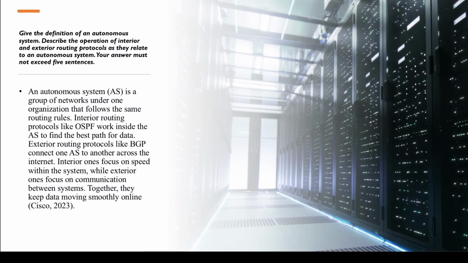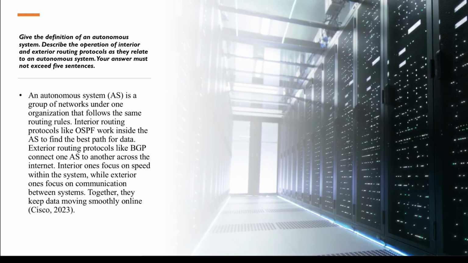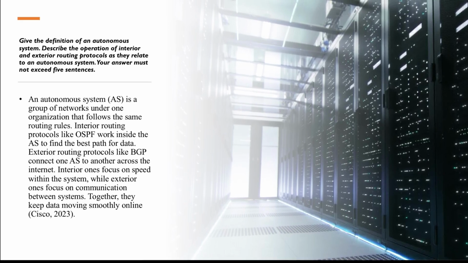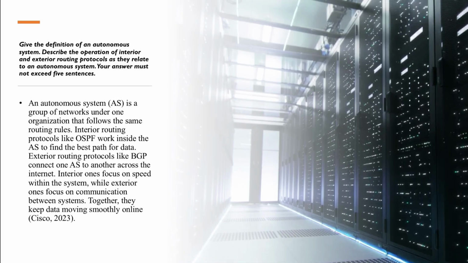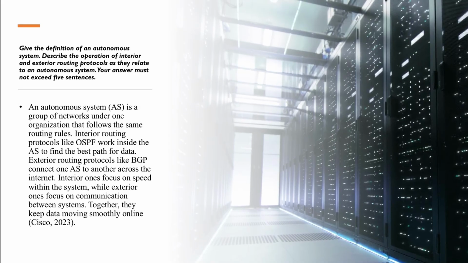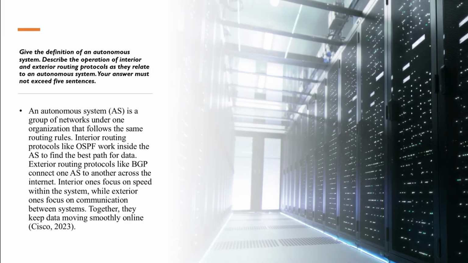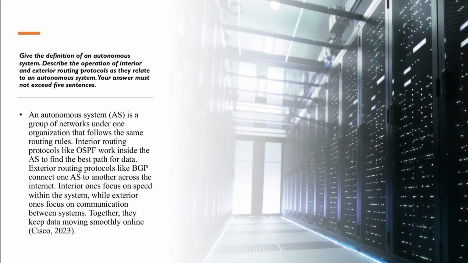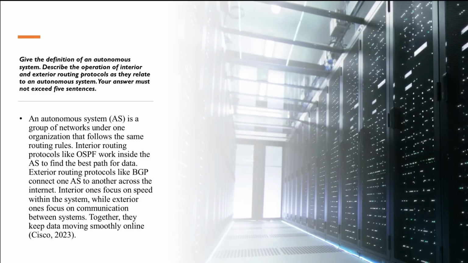The last question is, give the definition of an autonomous system. Describe the operation of interior and exterior routing protocols as they relate to an autonomous system. Your answer must not exceed 5 sentences. An autonomous system, or AS, is a group of networks that's managed by one organization under a single routing policy. Interior routing protocols, like OSPF, work inside the AS to find the best path for data. Exterior routing protocols, like BGP, connect one AS to another. Interior protocols focus on speed and efficiency within the network, while exterior protocols manage how traffic flows between different paths.